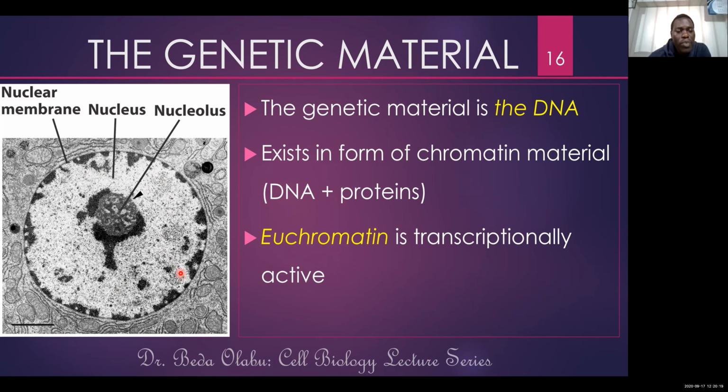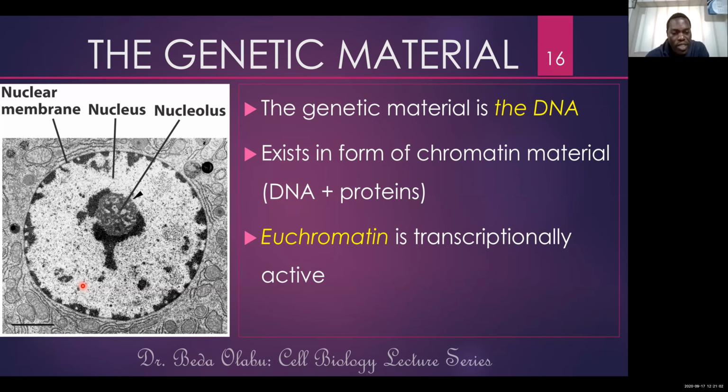Usually it appears lighter, and the term we use for it is that it is electron-lucent. It is electron-lucent because it is dispersed chromatin material. It's like it has opened up itself. Such type of chromatin material is the one that is active in transcription. You'll remember that transcription is a process of forming messenger RNA from a DNA template, and that is an important step during protein synthesis. So euchromatin will be more in a cell that is active in protein synthesis.